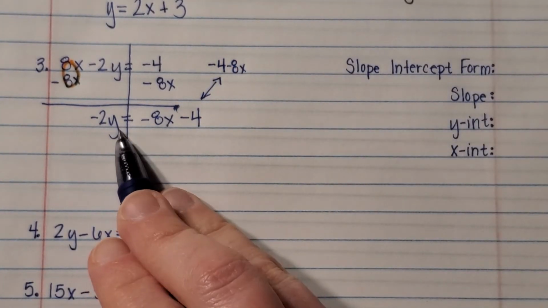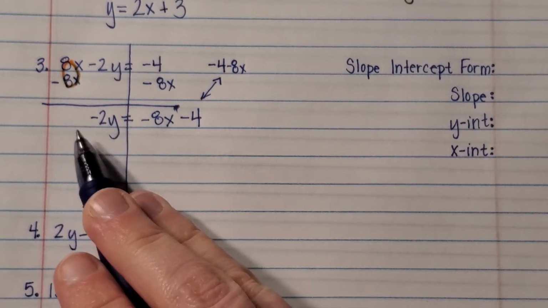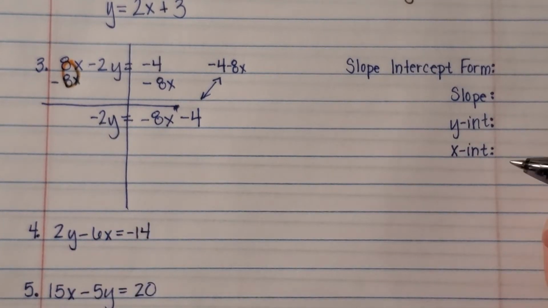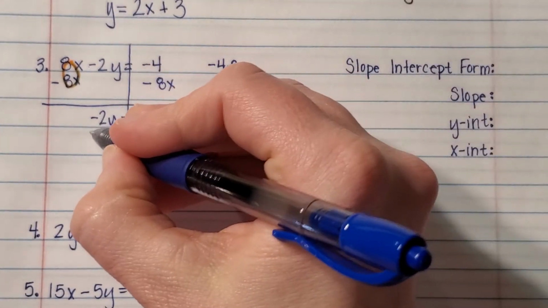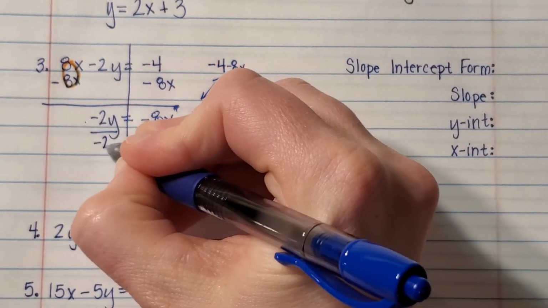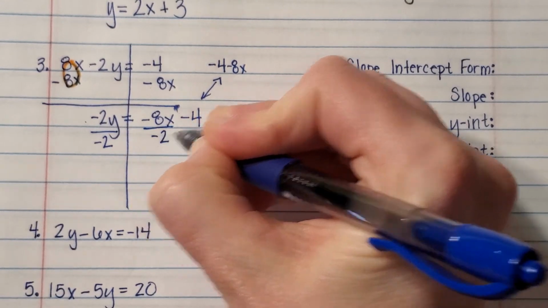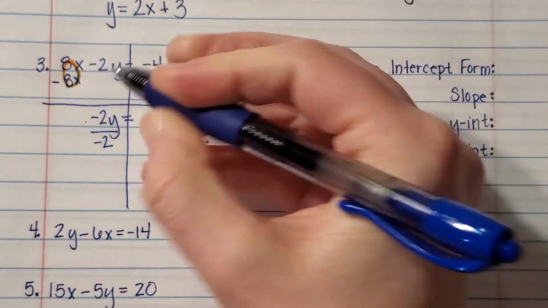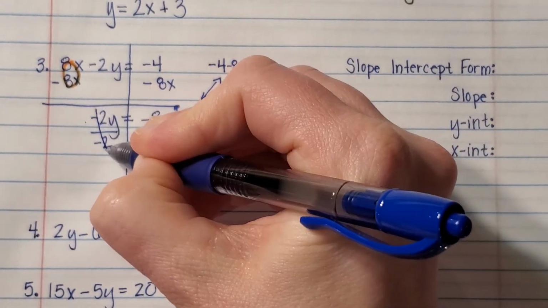All right. Now I'm going to look at my y. It's not quite all by itself. There's a -2 with it. So to get rid of that -2, since it's right next to the y, I need to divide by -2. -2 divided by -2 makes 1.